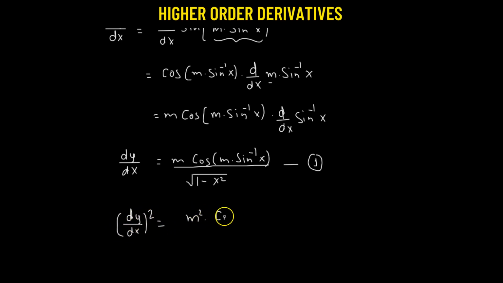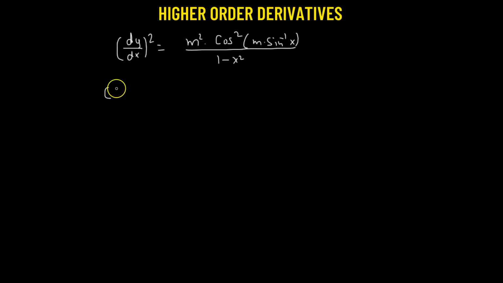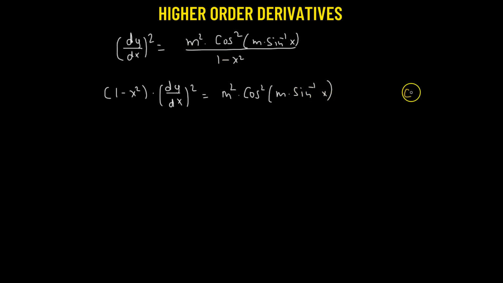squared times cosine squared of m times sine inverse of x, whole thing divided by 1 minus x squared. Now we'll cross multiply 1 minus x squared with the term on the left hand side. So this is going to give us 1 minus x squared multiplied to (dy over dx) whole squared equals m squared times cosine squared of m times sine inverse of x. What we can do, we will use an identity, which is cosine squared x plus sine squared x equals 1. So that means cosine squared x will be equal to 1 minus sine squared x.